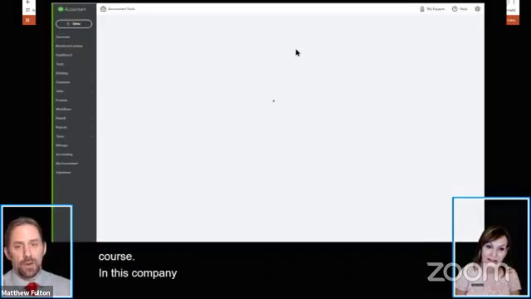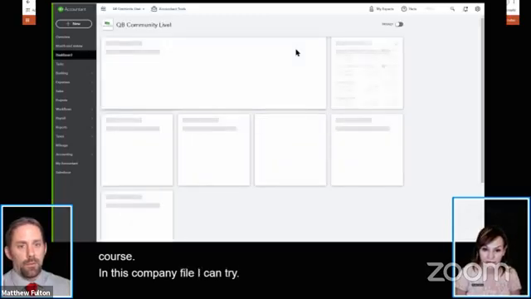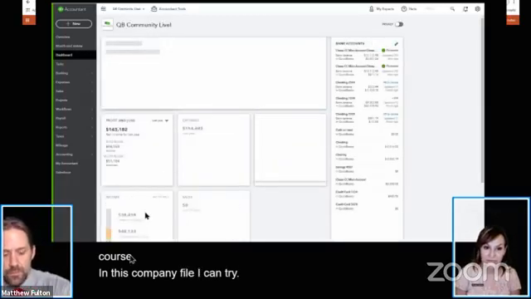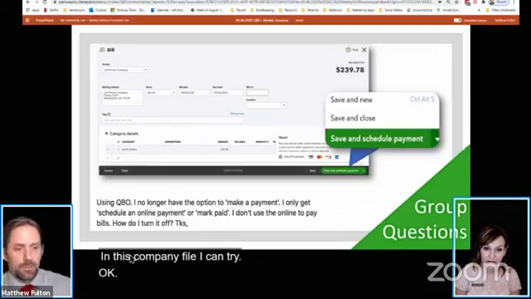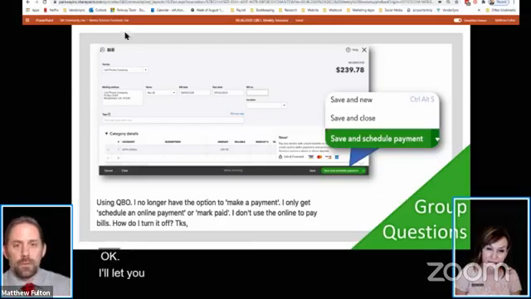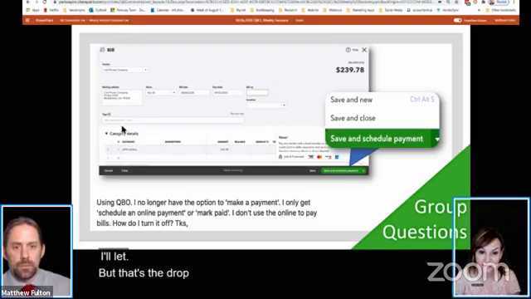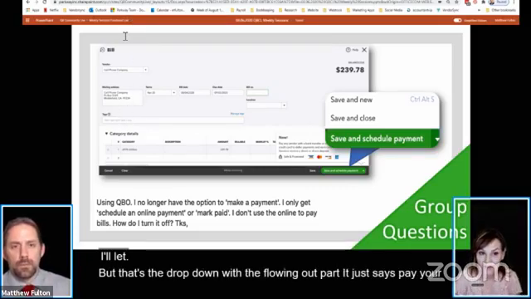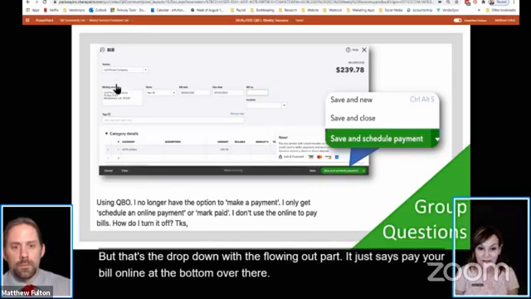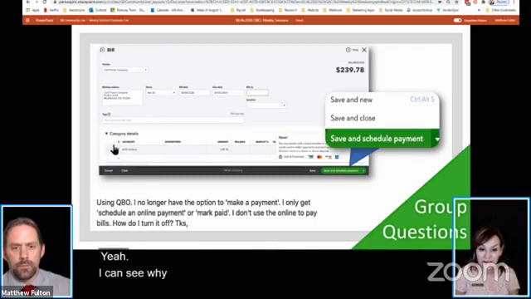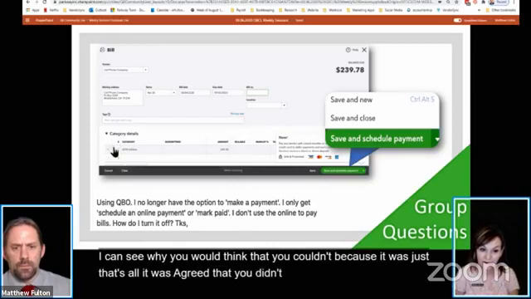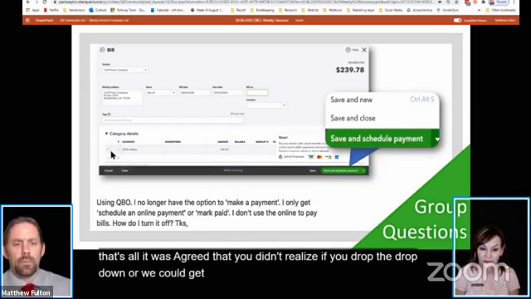I can try. You can see on the picture on the slide. I think I went into a file that, yeah, you can see, and you probably can't see it too well, but that's the drop down with the blown out part. And it just says pay your bill online at the bottom over there. And I could see why you would think that you couldn't, because that's all it was in green. You didn't realize that if you dropped the drop down arrow, you could get that save and new, save and close was there, and save and schedule a payment, which was the one that was highlighted.